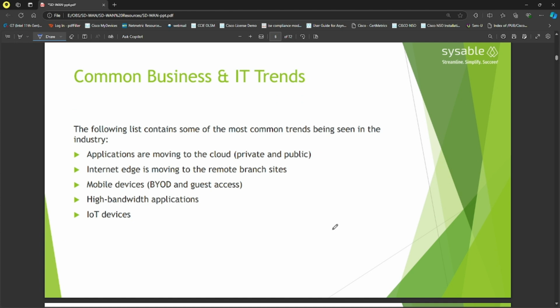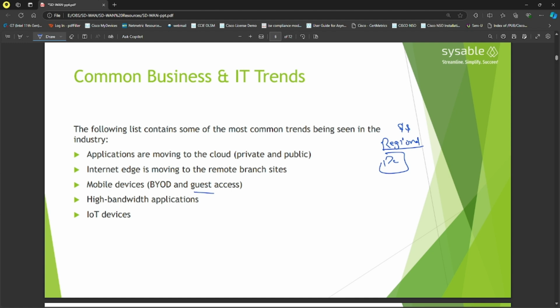Now, the following list contains some of the most common trends being seen in the industry. Applications are moving to the cloud, maybe private or public. Internet edge is moving to the remote branches. So if you remember, in order to save some money, people are moving their edge devices or data centers to the regional areas to save some cost. Now, mobile devices, bring your own device and guest access. If you go to any office, there will definitely be guest access. So guests are extra people who are added to your network to access the internet.